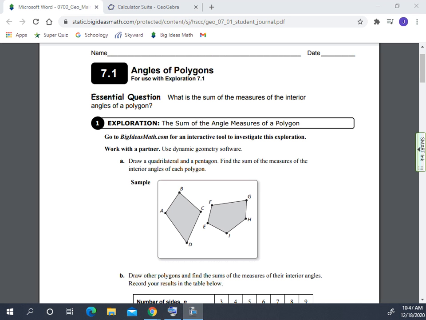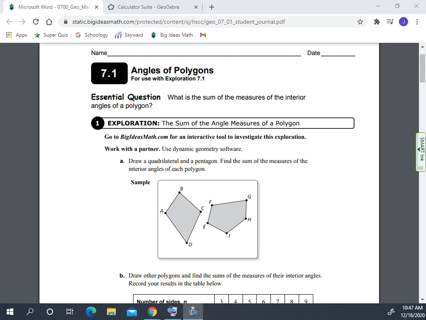Okay, we are skipping chapter 6 and moving right into chapter 7. Chapter 7 is quadrilaterals and polygons. Okay, that is what chapter 7 is all about. And then in 7.1, we are just talking about the angles of these polygons.